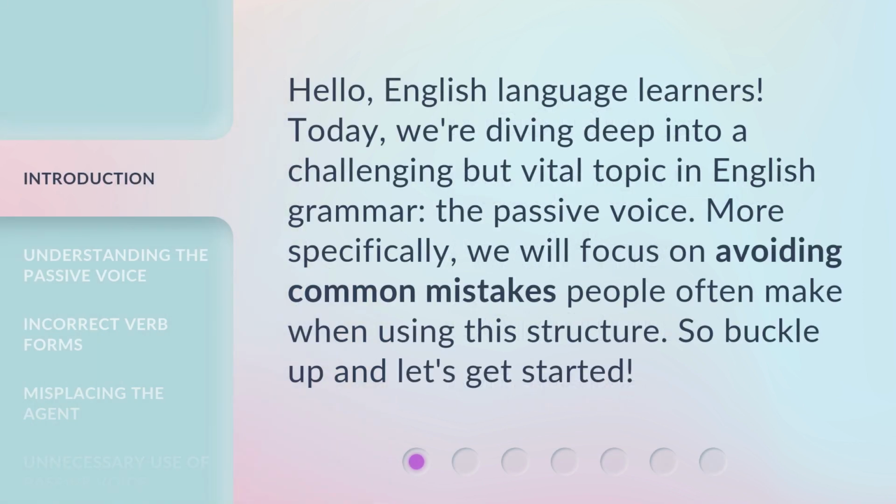Hello, English language learners. Today, we're diving deep into a challenging but vital topic in English grammar, the passive voice. More specifically, we will focus on avoiding common mistakes people often make when using this structure. So buckle up and let's get started.